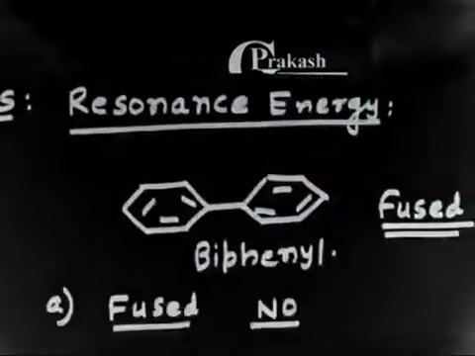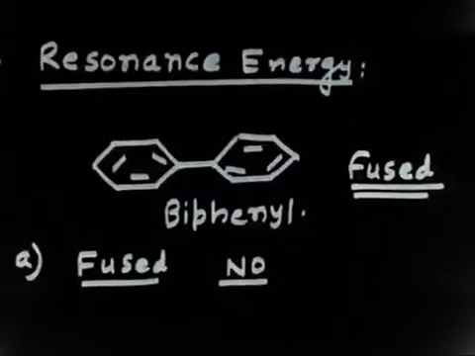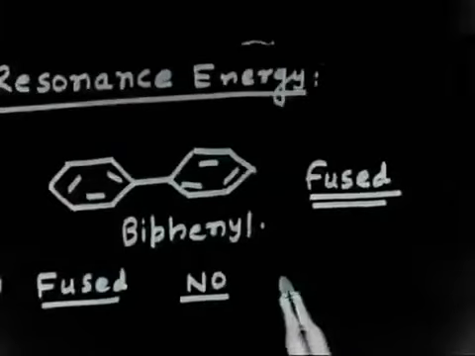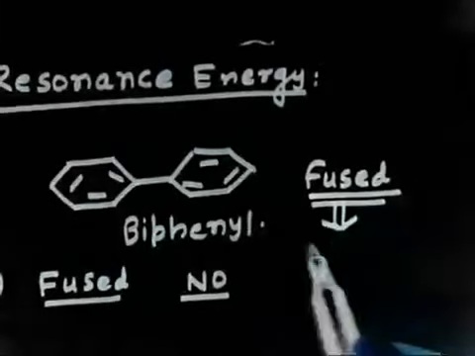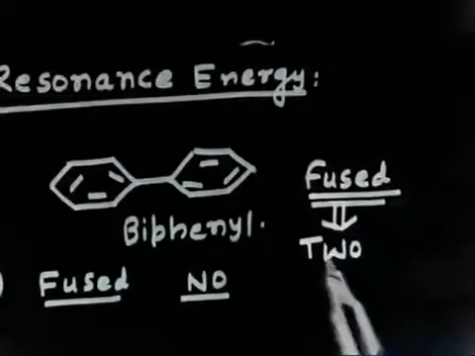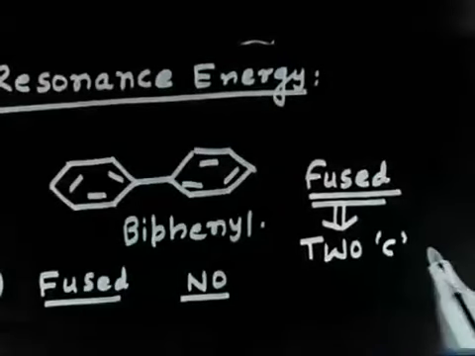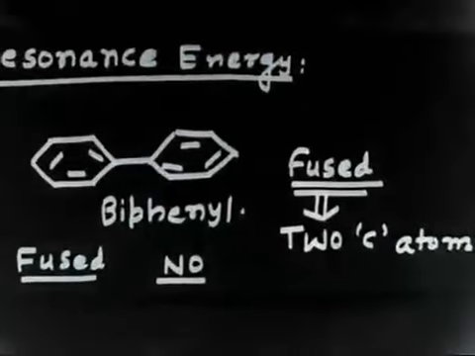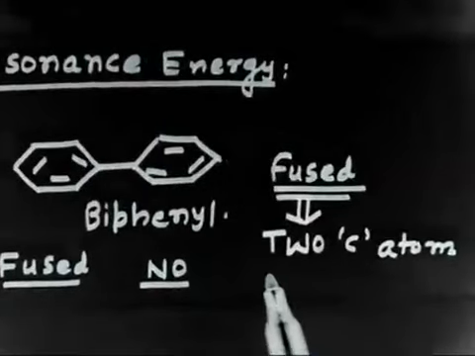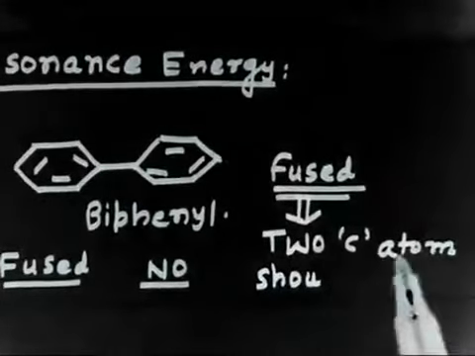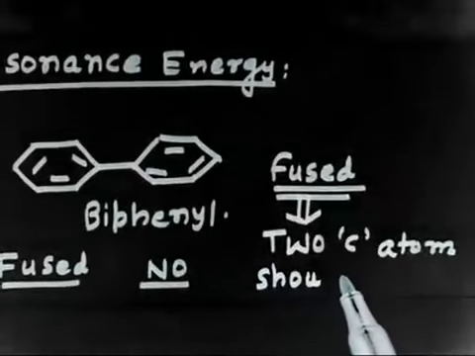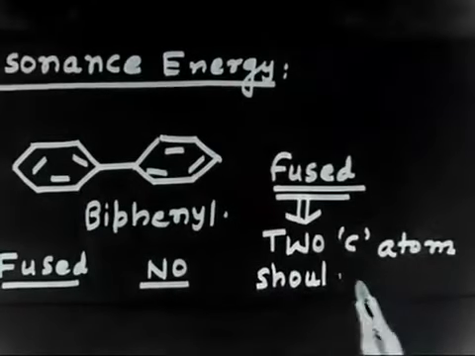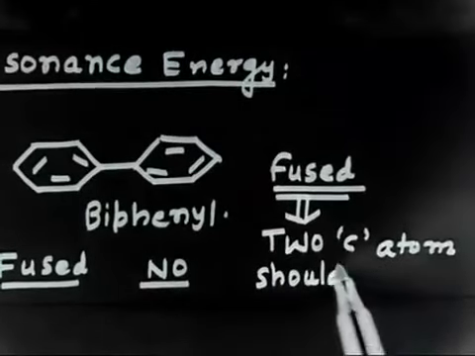So this is not a fused system because it does not contain two atoms that are shared. To be fused, two atoms should be shared, generally two carbon atoms. If you have nitrogen, that is also true. At least two carbon atoms should be shared. Of course, you can have two carbon atoms on one side and two on the other side that are shared, and that is again a case of a fused system.